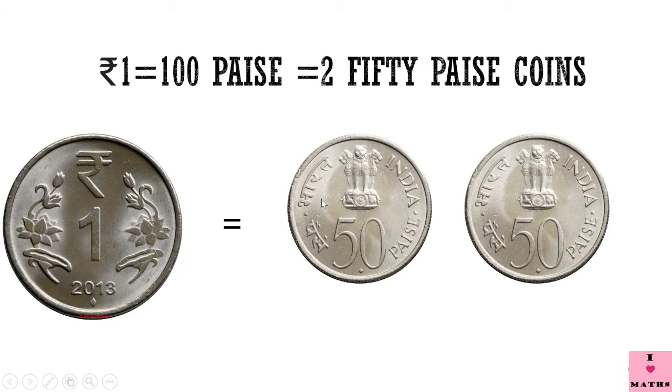And similarly, 250 paisa coins will make 1 rupee. 50 plus 50 is 100. 50 paise plus 50 paise will make 100 paise. So 250 paise coins will make 1 rupee.